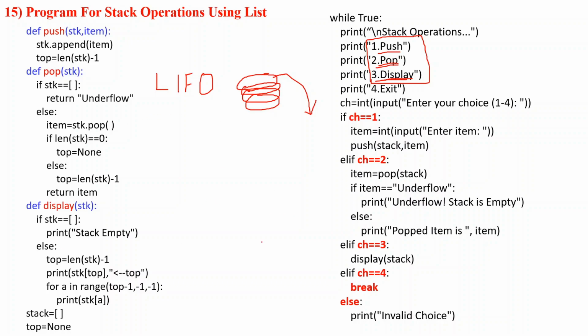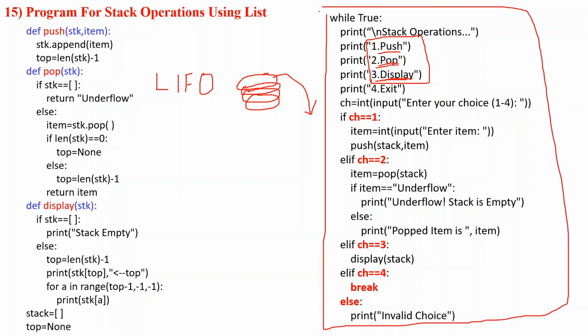This program is going to repeat till the user leaves the program. That's why we have kept this main concept in a while loop. And for every operation, that means for push operation, we have taken a function push. In the while loop, see, print stack operations will display the stack operations. Number one push, number two pop, number three display, number four exit.